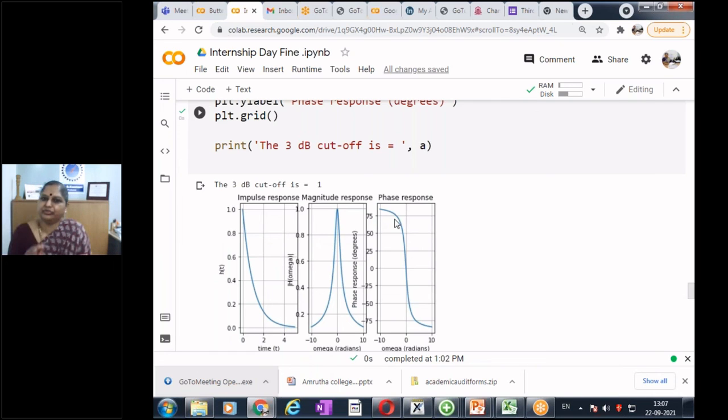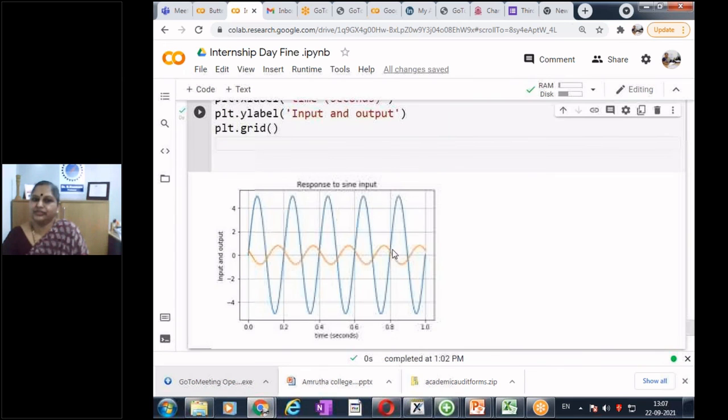So given one problem, we can do it in Python. We can also do the same in Python and get the plots. Doing the same by calculating by hand becomes difficult. So you can see how the cutoff changes and how the input and output of a system behave. When I give a sine input, I get a sine output, and you see what is the change in magnitude and phase. So we'll stop here.